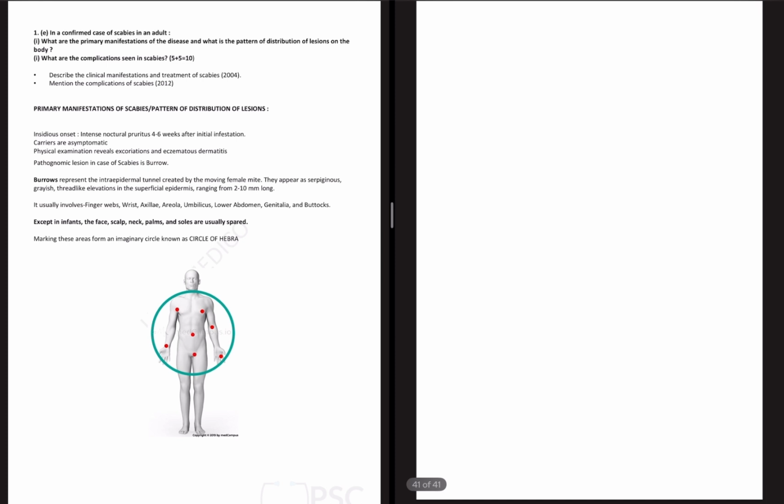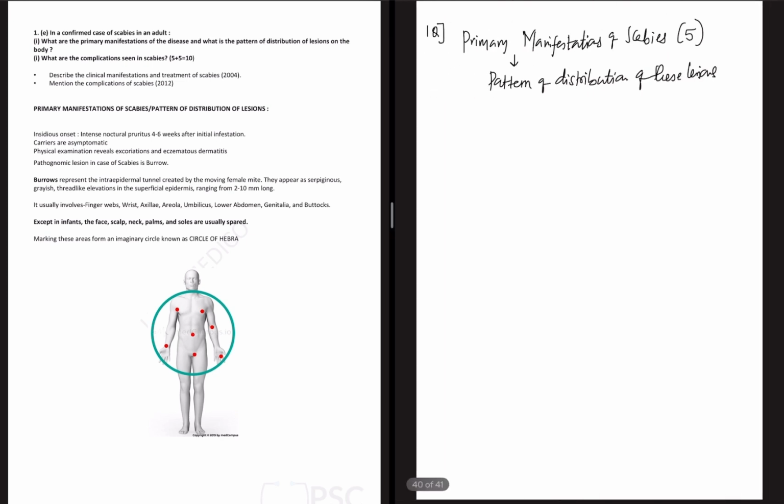Apart from that, the second part of the question is what are the complications which can be seen in scabies. Again this is for a weightage of 5 marks. For 5 marks of weightage, you have to fill one side of a page in your exam.